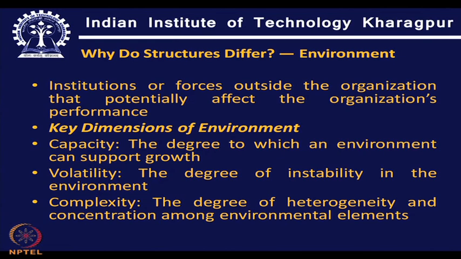Next, structures differ due to the environment, the institutions or forces outside the organization that potentially affect the organization's performance. The key dimensions of environment are capacity, volatility and complexity. Capacity is the degree to which an environment can support growth, volatility is the degree of instability in the environment, and complexity is the degree of heterogeneity and concentration among environmental elements. These will define how the structure will look.